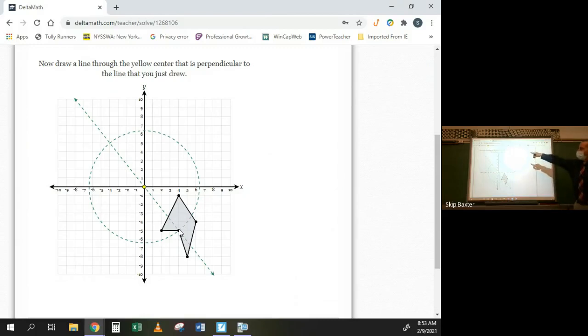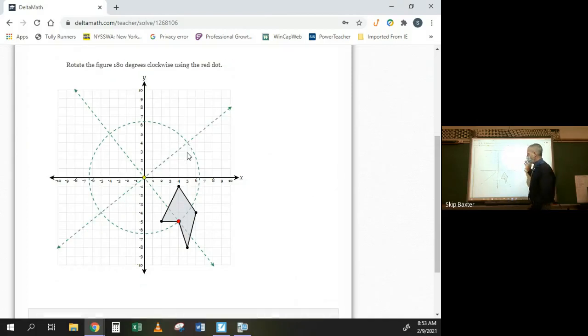Step 3, now draw a line through the yellow center that's perpendicular to that line I just drew. Well, if you look at the slope of this line, its slope is down 5 over 4, right? So the slope is negative 5/4. So a perpendicular line would have to have a slope of positive 4/5, right? So I'd start here and go positive 4/5, right there. That's a perpendicular line, right?